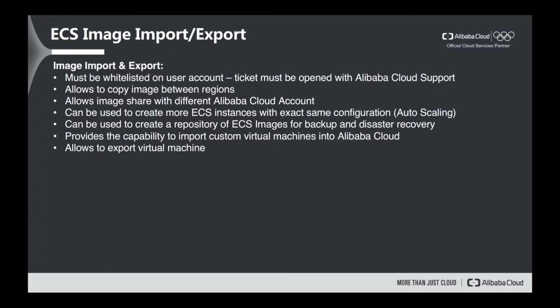So why do we need import and export of the ECS image? First of all, we can copy the existing ECS image between the regions. Let's say, for example, you have an image in the Frankfurt region and you would like to copy it to the US region. We can as well share our images with different Alibaba Cloud accounts. For example, you have another customer, you would like to share your prepared ECS image, you can do it in a few clicks. We can as well create more ECS instances with the exact same configuration, very useful in auto-scaling scenarios.